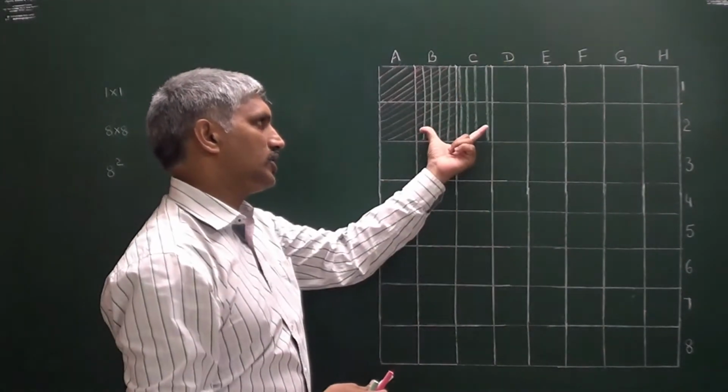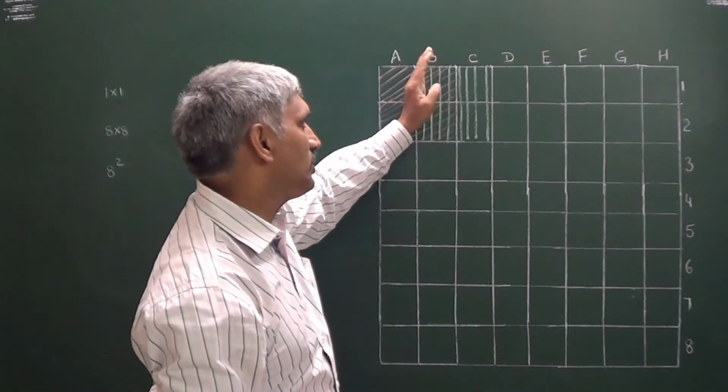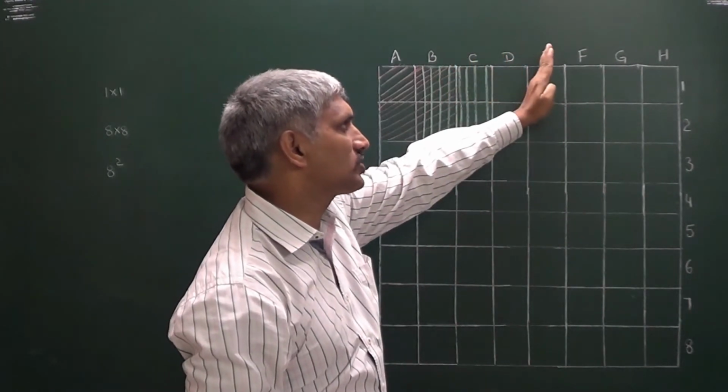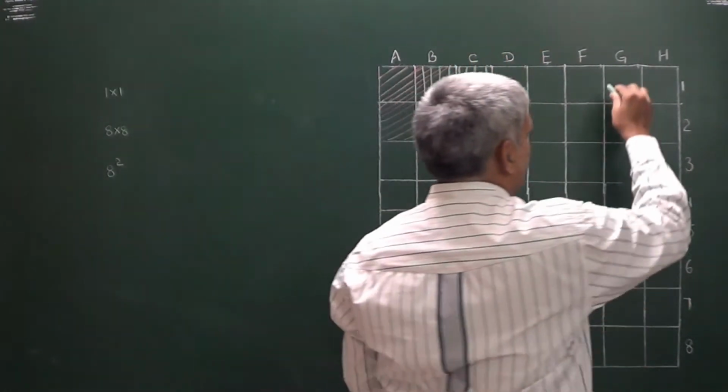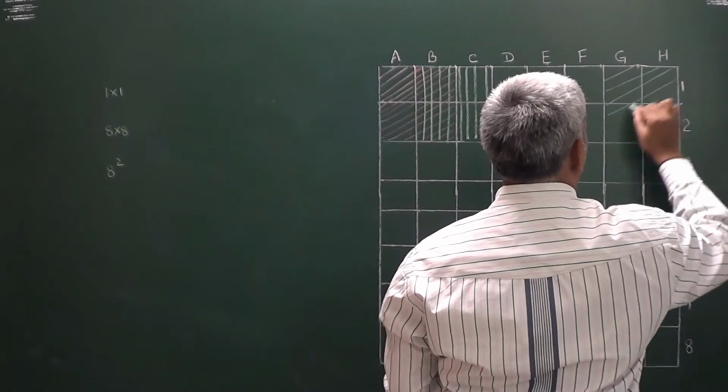So this is another square. Like that, how many are there? With AB 1 square, with BC 1 square, with CD 1 square, with DE 1 square. Like that, this is the final square you will get. So how many squares did we get?